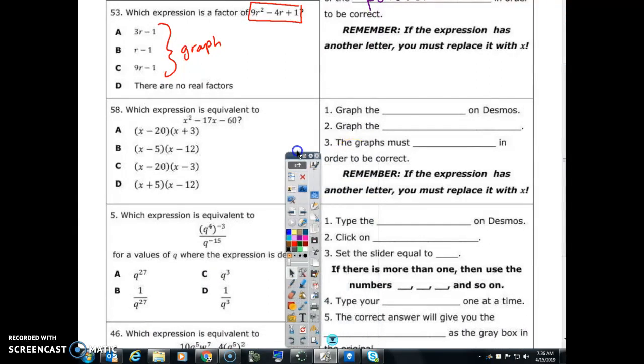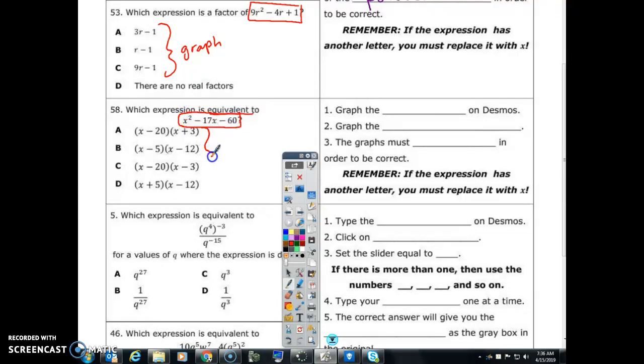Number 58, now it's asking for an equivalent to this equation. So we're going to graph the equation, and we're going to graph all the answer choices, and we'll see which one is equivalent. What does equivalent mean? Equal, the same. Which one is the same? ¿Cuál de estas es igual a esa? The same.